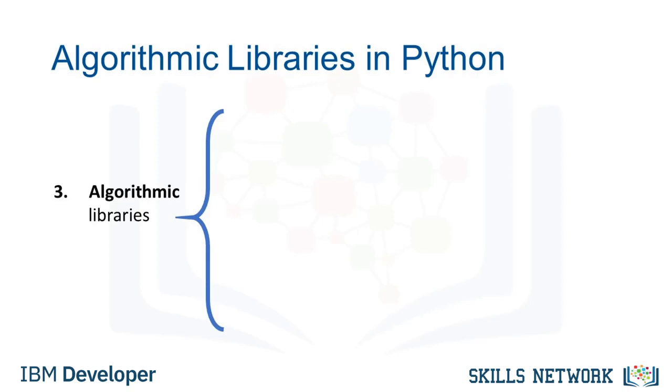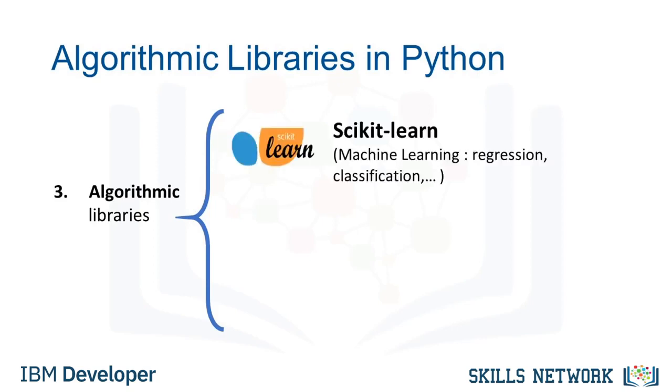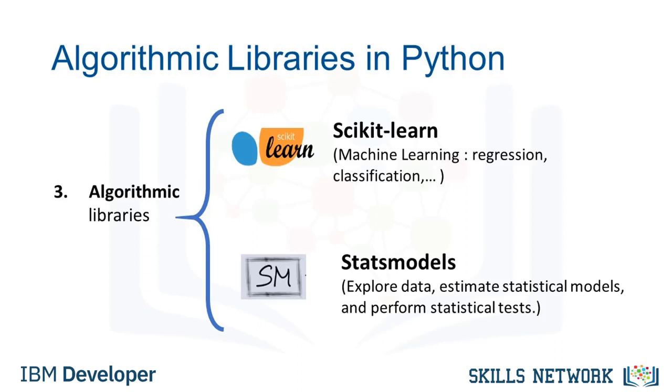Here we introduce two packages. The scikit-learn library contains tools for statistical modeling, including regression, classification, clustering, and so on. This library is built on NumPy, SciPy, and matplotlib. StatsModels is also a Python module that allows users to explore data, estimate statistical models, and perform statistical tests.